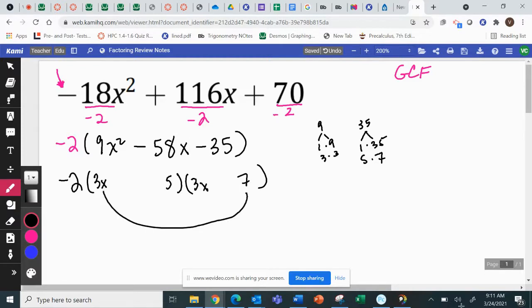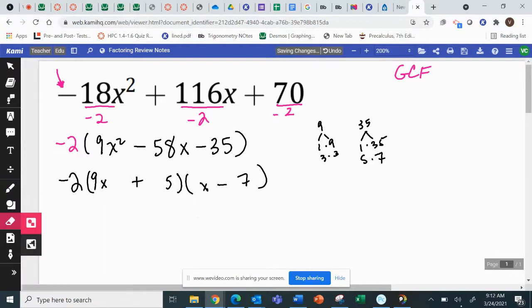So 3x times 7 is 21x. And then we've got 15x, and that will not make 58. If I switch the 5 and the 7, I'm just going to get the same numbers. So how about I try 9 and 1? So 9x times 7 is 63x, and then 5 and x is 5x. And together, if I do 5x minus 63x, I will get a negative 58. So I need to set up my signs so that I have negative 63x.